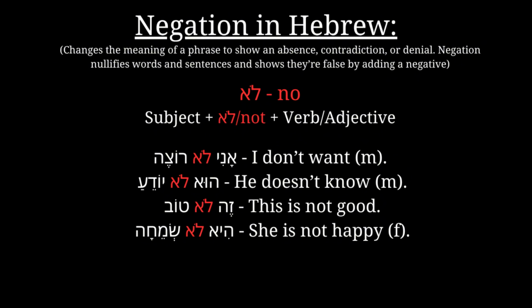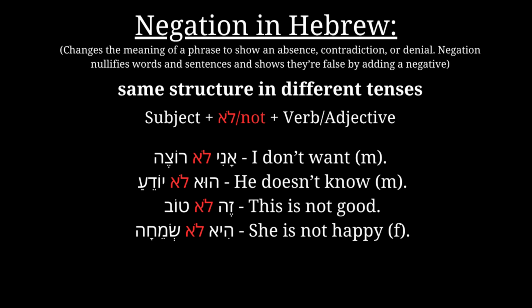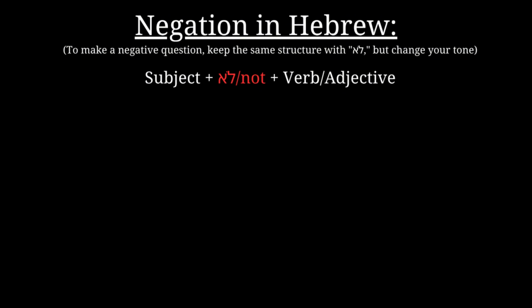This is how simple negation can be, and the same structure even applies in different tenses. For instance, Hebrew does not use a separate future negative word like won't, so we just use lo plus a future verb. For now, it's better to not show examples in other tenses because they need to be explained in future videos. To make a negative question, we keep the same structure with lo, but to give a question-like tone, we need a rise in intonation. In English, we have auxiliary verbs in word order for questions, but in Hebrew, we only change our tone.